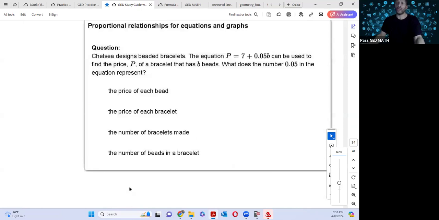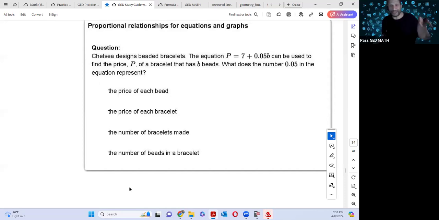This is a linear equation, but this says proportional relationship for equation and graphs. It says Chelsea designs beaded bracelets. The equation P equals 7 plus 0.05B can be used to find the price P of a bracelet that has B beads. What does the number 0.05 in the equation represent? The price of each bead, the price of each bracelet, the number of bracelets made, the number of beads made.